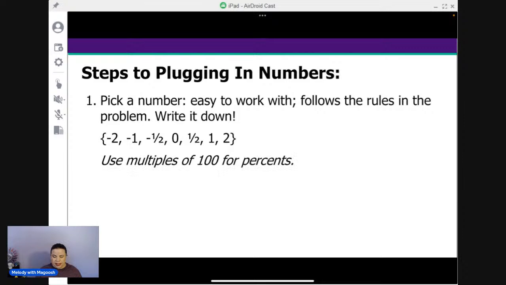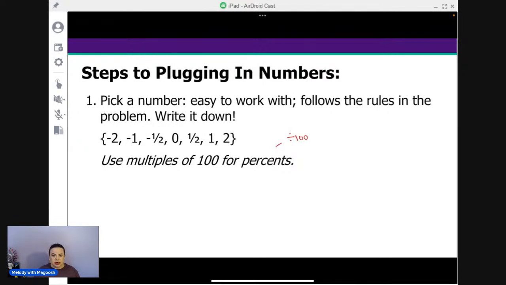And here's another great tip. If you're working with percents, remember percent means divided by 100. That's what the word percent means. So if you're going to have to divide something by 100, let it be a multiple of 100. So a number like 100, 200, 300 is a great number to plug in on percent problems.